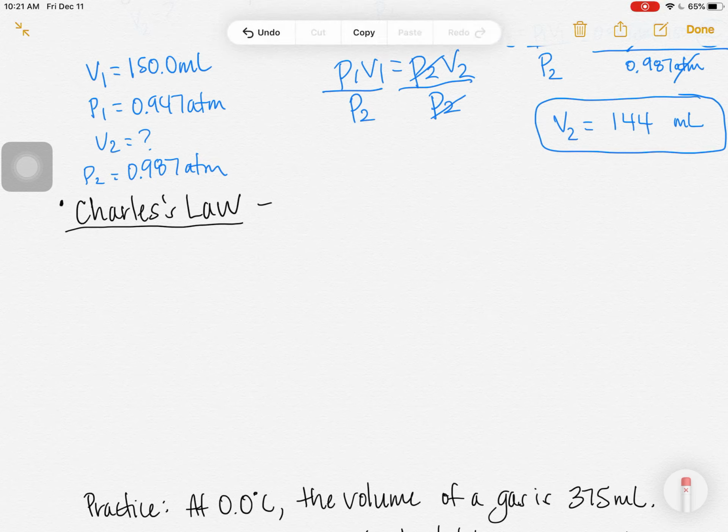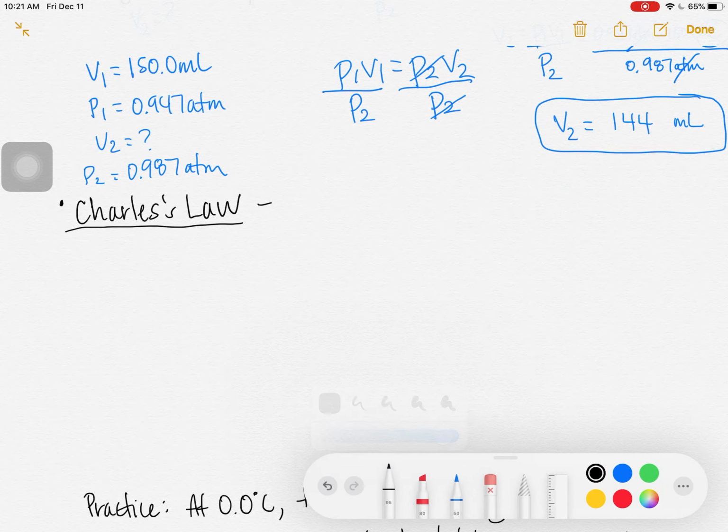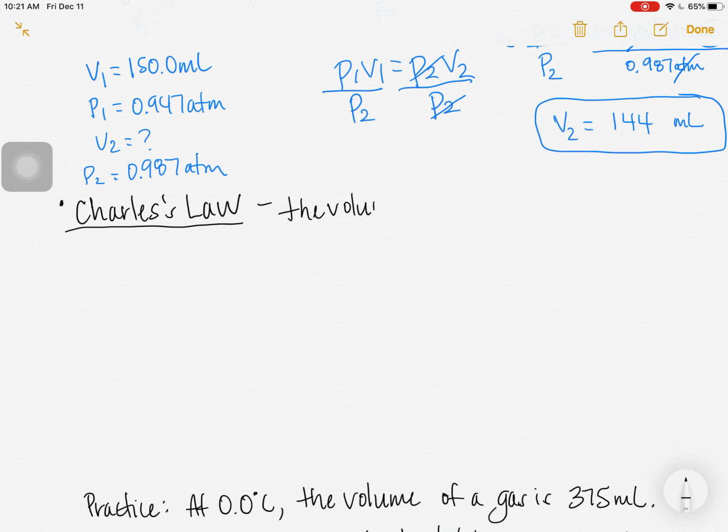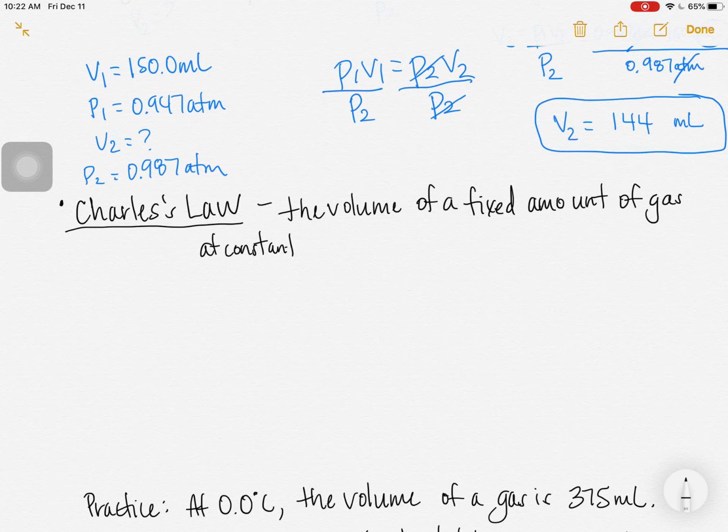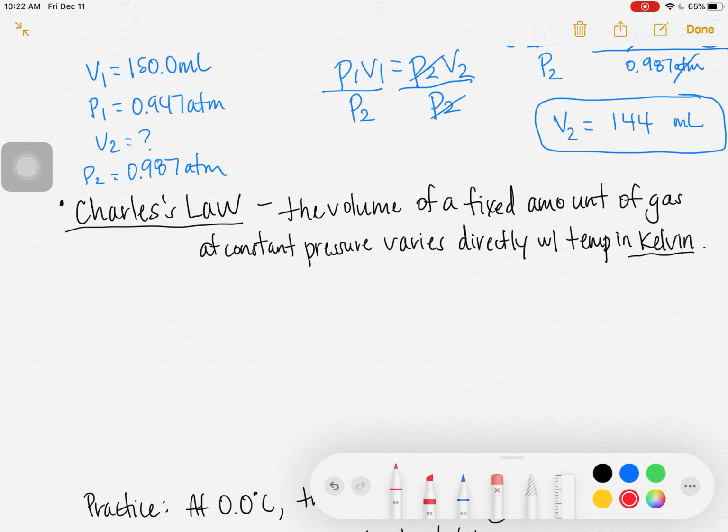All right, there's a second law called Charles's law, and this states that the volume of a fixed amount of gas at constant pressure varies directly with the temperature in Kelvin.